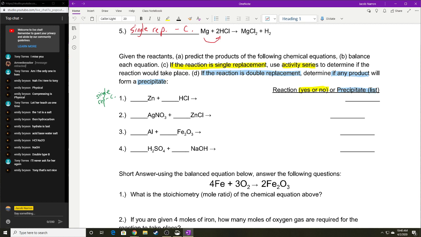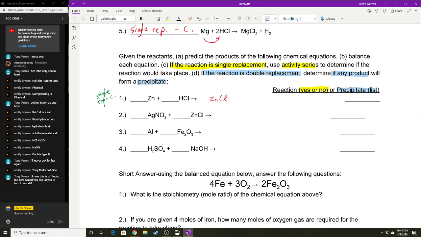Based on what I see for single replacement type C, we know we have a metal plus hydrogen bonded to something. In this case it's Cl, and it's going to become the metal bonded with Cl plus H2. I'm looking at it straight from my list. I could label everything, but I don't think I'm going to. So I'm going to end up bonding Zn with Cl.